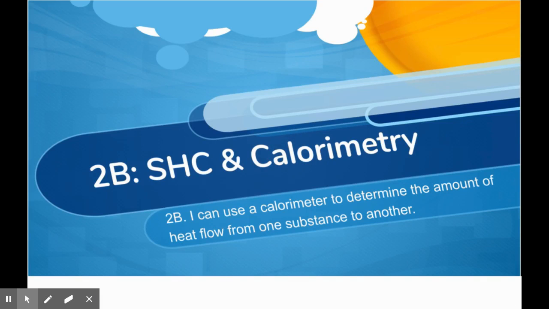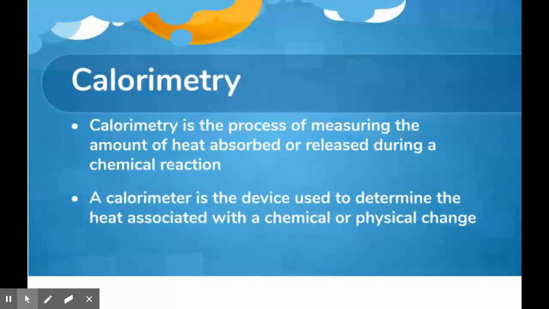Hello, this is Mrs. Decker, and this is Objective 2B on specific heat capacity and calorimetry. So now that you know how to calculate heat transfer from one substance to another, we're going to use a calorimeter to determine the amount of heat flow between one substance to another. Before we get started with our calculations, we need to go over a little bit of vocabulary and how this will be set up.